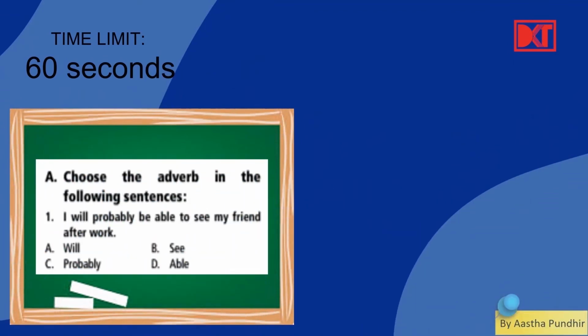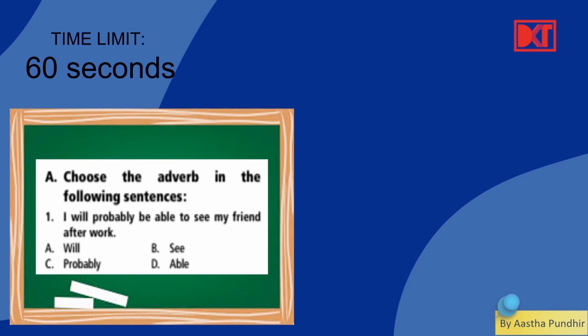Alright, so now we start off with the questions on adverbs. The first category of questions says, choose the adverb in the following sentence. Alright, what were adverbs? The words which answer questions like how much, to what extent, how, when, where, how often, like that.